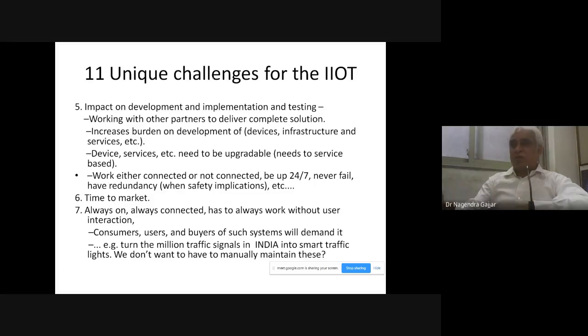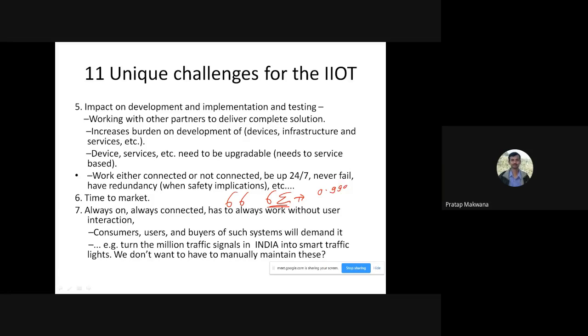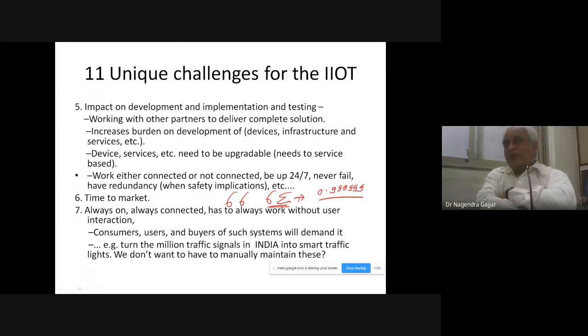We have a concept called Six Sigma. Heard of it? Anybody? Six Sigma? Yes. What is it? It's a quality and manufacturing standard. So it's a quality manufacturing standard.